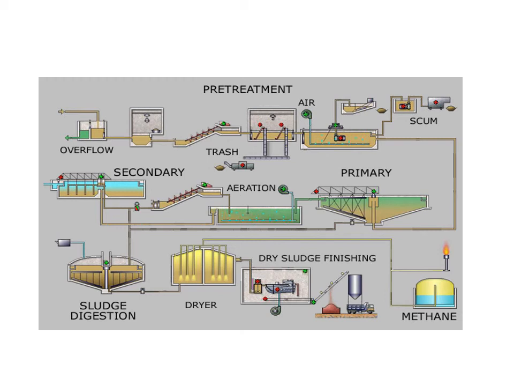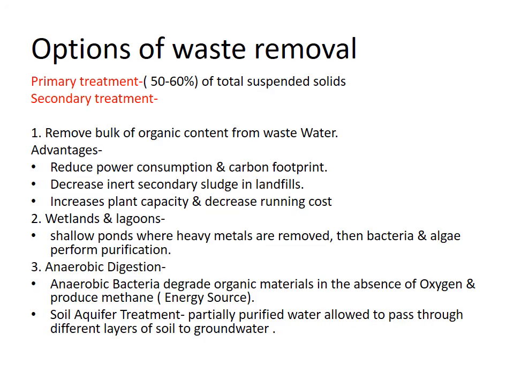And there is a diagram for the dryer. In the diagram the dryer is shown, and during the dry sludge finishing, the wastewater treatment plants will eliminate methane. That is also shown in the diagram. Options of waste removal. In the primary treatment plant, 50 to 60% of total suspended solids are removed, and the advantages are reducing the power consumption and carbon footprint, decreasing inert secondary sludge in landfills, increasing the plant capacity and decreasing running cost.